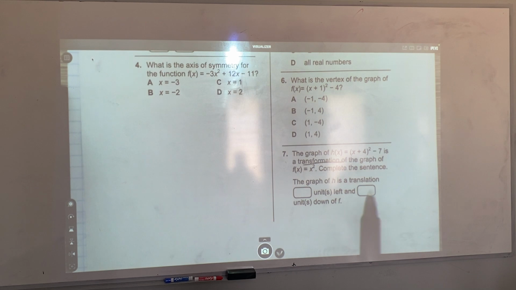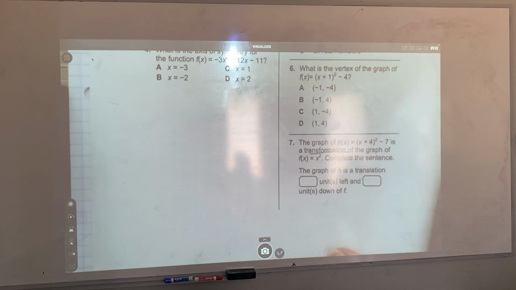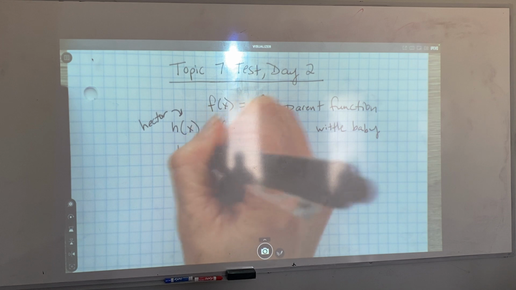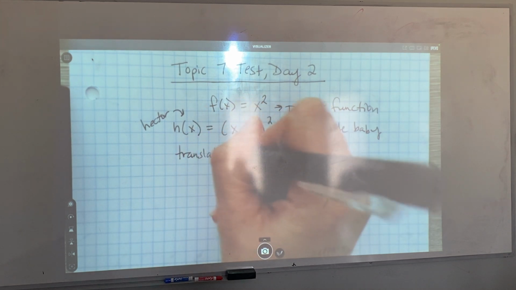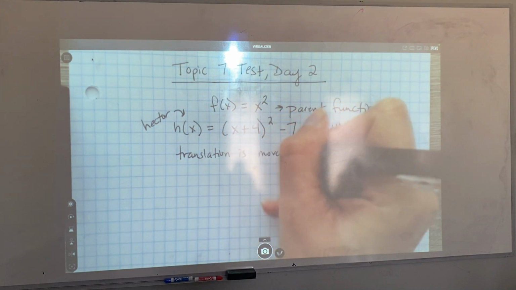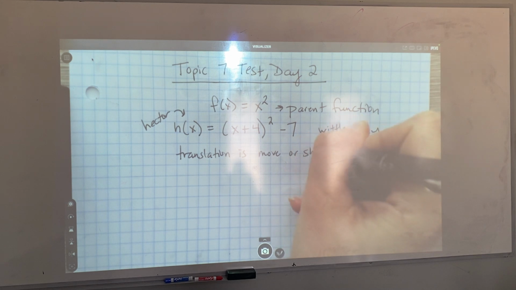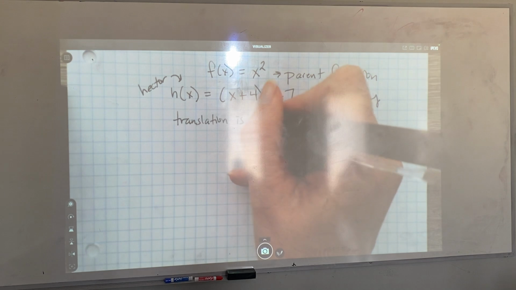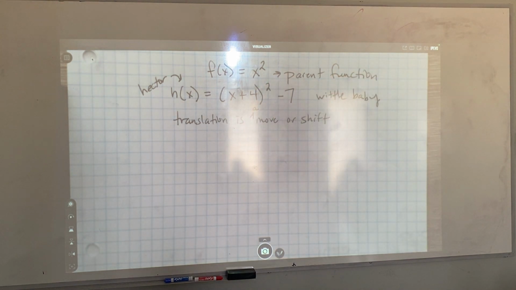So, what does translation mean? To move from one place to another. Yes, a translation is a move or a shift. Very good. A translation is a move or a shift.